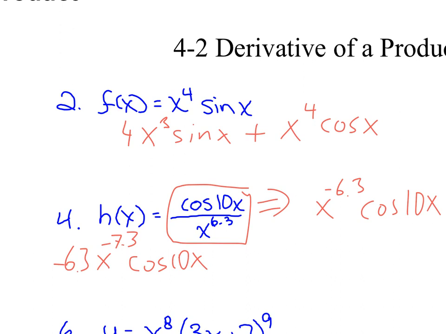So we did the derivative of the first, so let's leave the first alone now. So that'll be x to the negative 6.3. And then derivative of the second, that's negative sine.